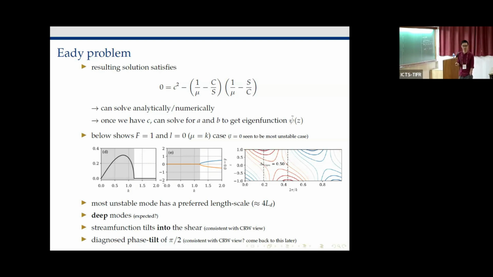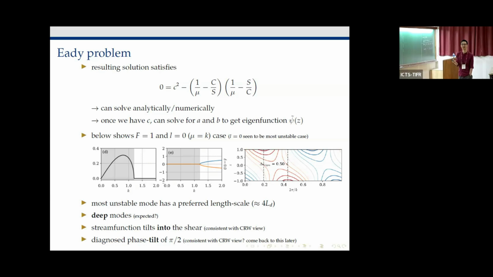The key features I'd like to highlight here: there are two modes, so this is c squared. Here I'm showing the growth rate and this is the phase speed of the two modes. The two modes have the same phase speed exactly when it's unstable, and they are absolutely not the same when they're not unstable. There's a maximum growth rate.